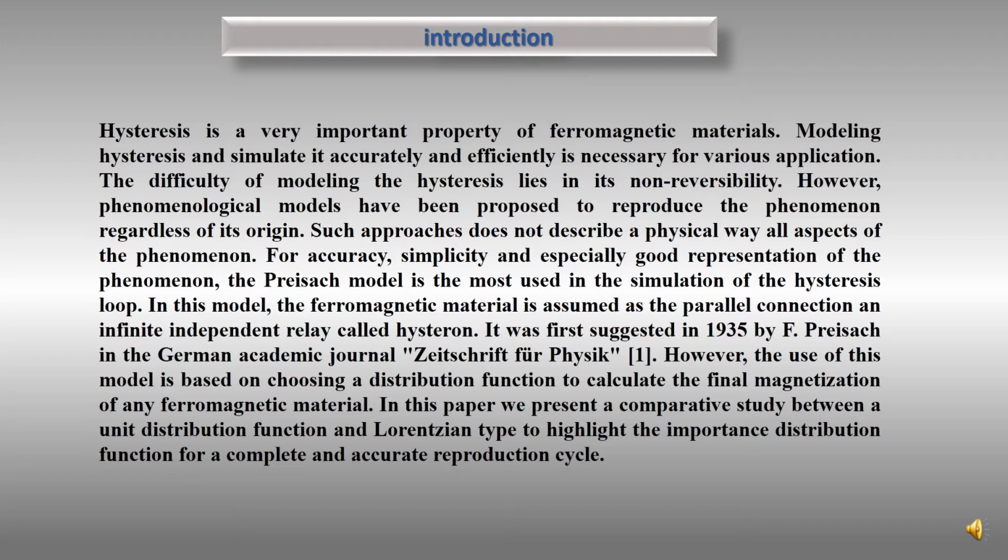In this work, we have opted for a technique of modeling and simulating the hysteresis cycle of the Preisach model, highlighting the importance of the choice of the magnetic distribution function. The use of this model is based on choosing the distribution function to calculate the final magnetization of any ferromagnetic material. In this paper, we present a comparative study between the unit distribution function and the Lorentzian distribution function, to highlight the importance of the distribution function for a complete and accurate prediction of the cycle.